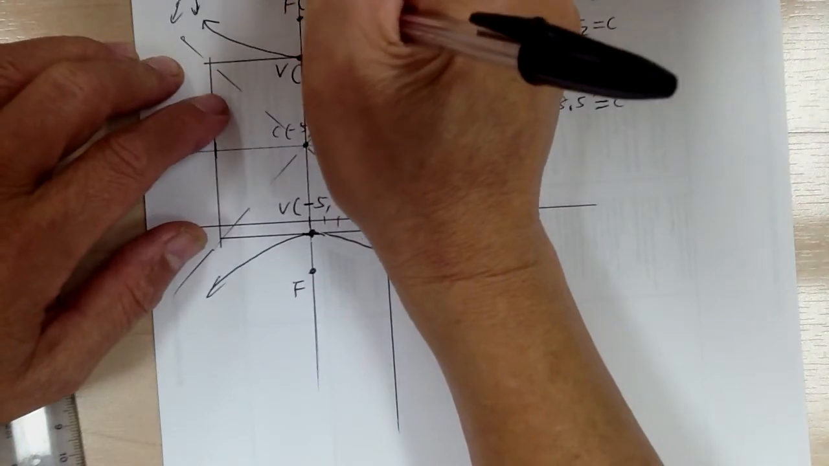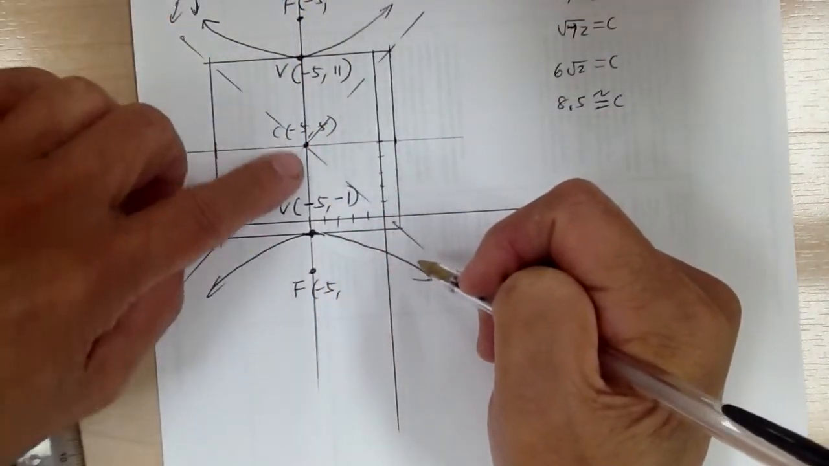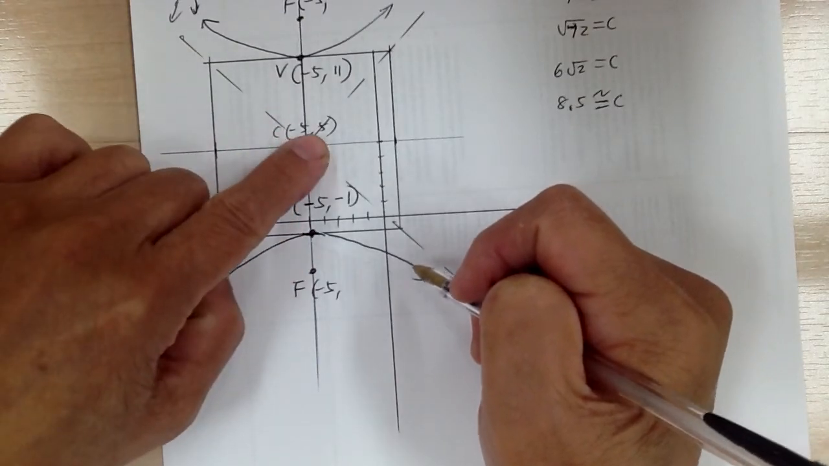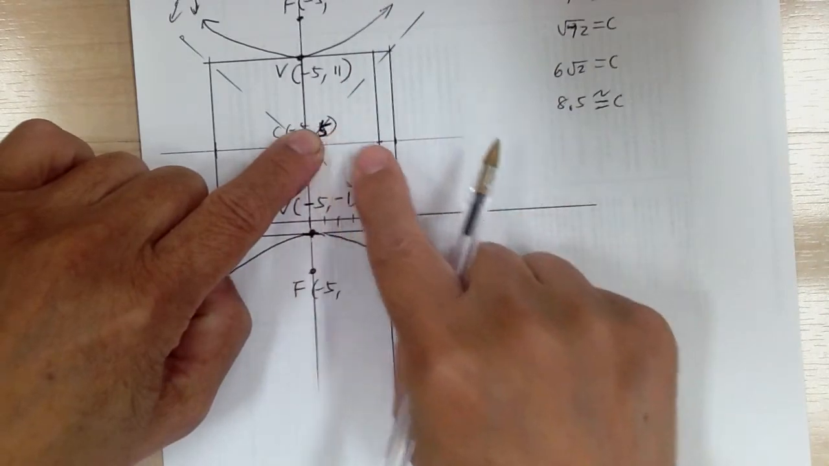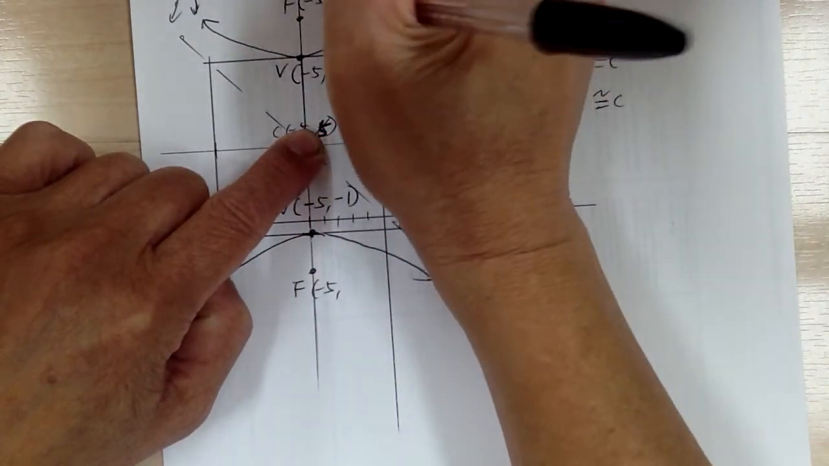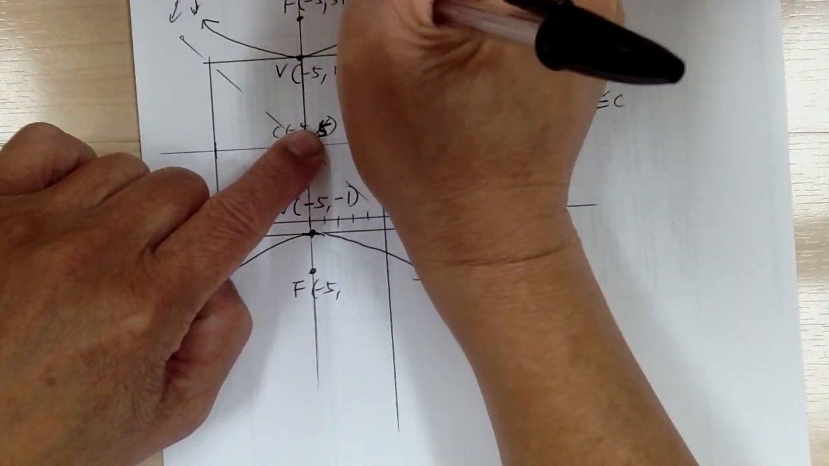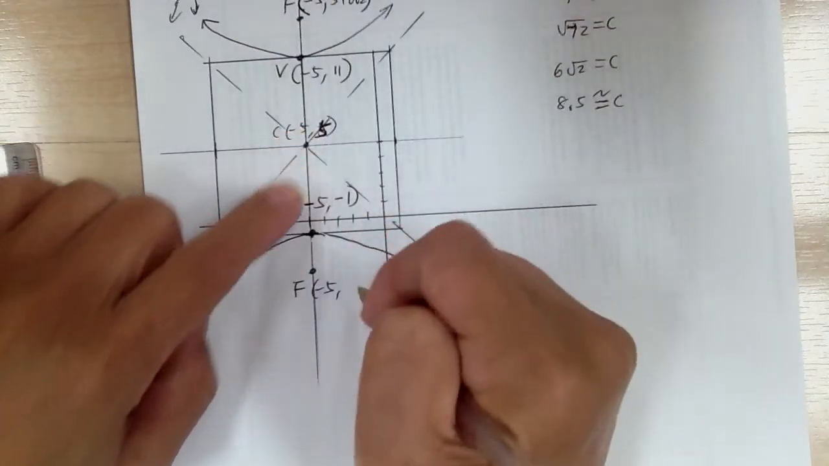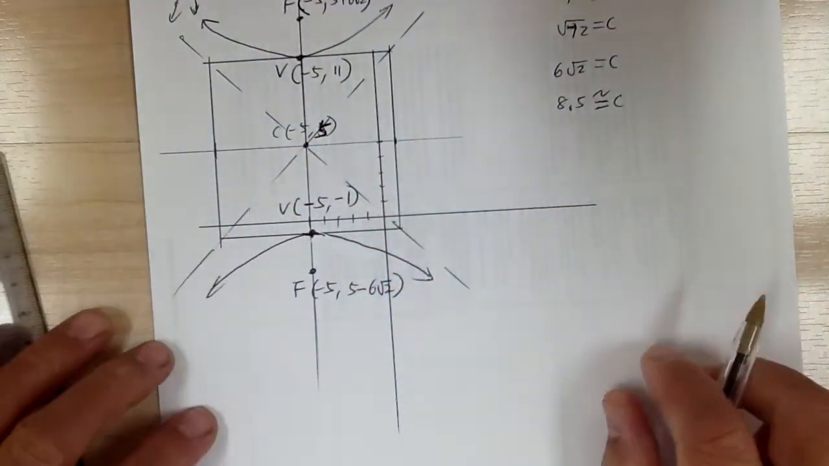So again, when you go up and down, the x will stay the same. So you start at 5. This is a very important number. So 5, and you have to go up this much, so you have to add on to it. So it would be 5 plus 6 square root of 2. And this would be 5 minus 6 square root of 2.